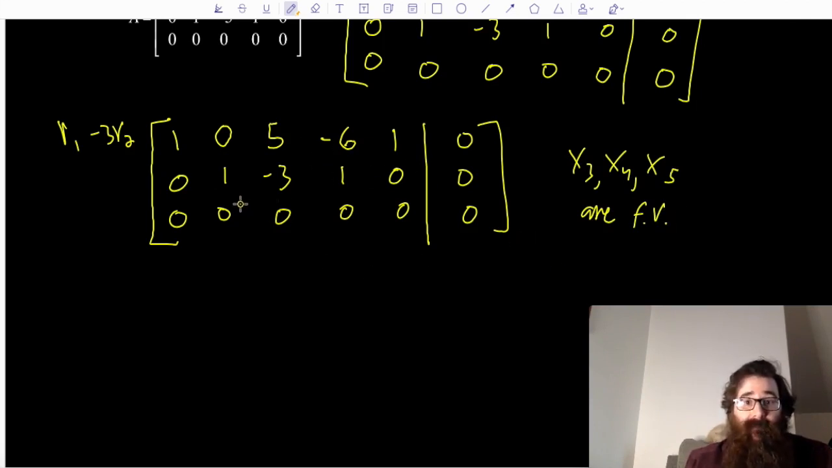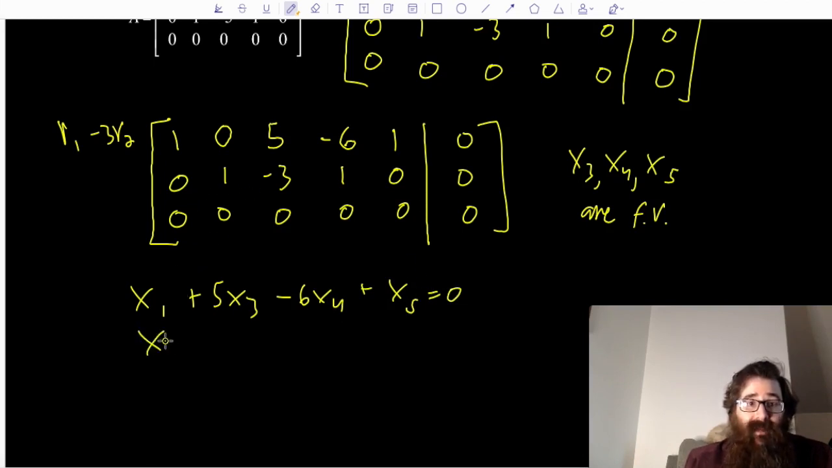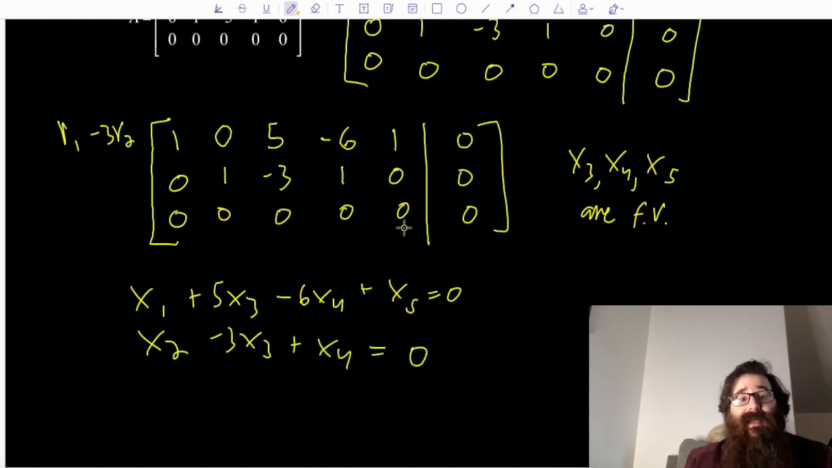Let's solve for the basic variables x1 and x2. The first row is saying x sub 1 plus 5x sub 3 minus 6x sub 4 plus 1x sub 5 is equal to 0. And the second row is saying x sub 2 minus 3x sub 3 plus x sub 4 is equal to 0. And this last row is just saying 0 equals 0, which is true, but it's not very helpful.